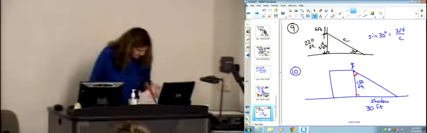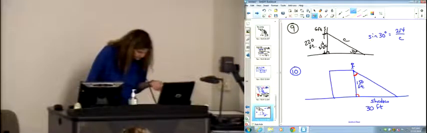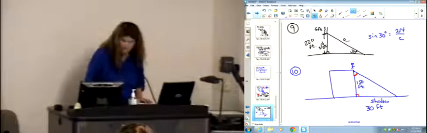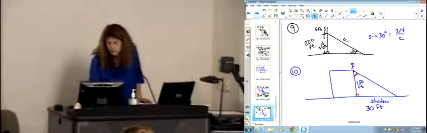So what are we looking for here? What's the measure of the angle? Oh, yeah, this part here. That's what we're looking for.